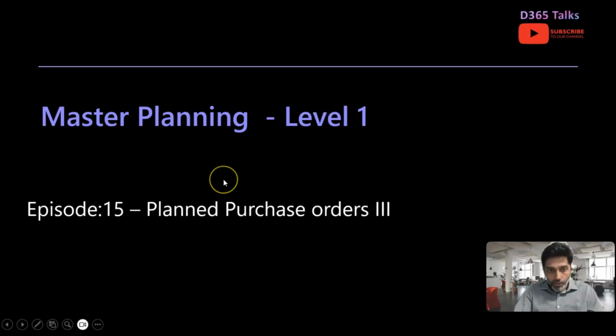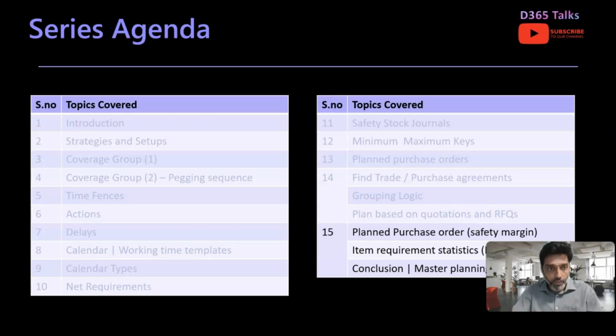So let's quickly get into the topic, the final episode of our Master Planning Level 1 series. We will cover the balance of concepts we want to discuss as part of the planned purchase orders. In this episode, we will also discuss the item requirement statistics inquiry, which is a pretty important inquiry which you should be aware of.